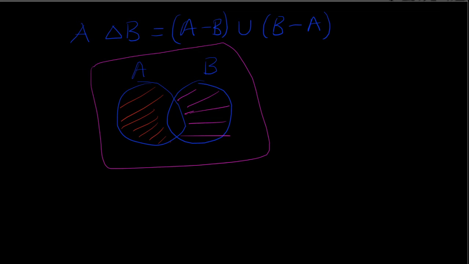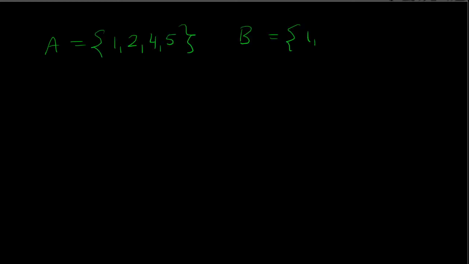All right, now let's look at a couple examples. Let's say we have set A is 1, 2, 4, and 5, and B is 1, 3, 5. So the symmetric difference is everything that's in A but not in B, union everything in B that's not in A.